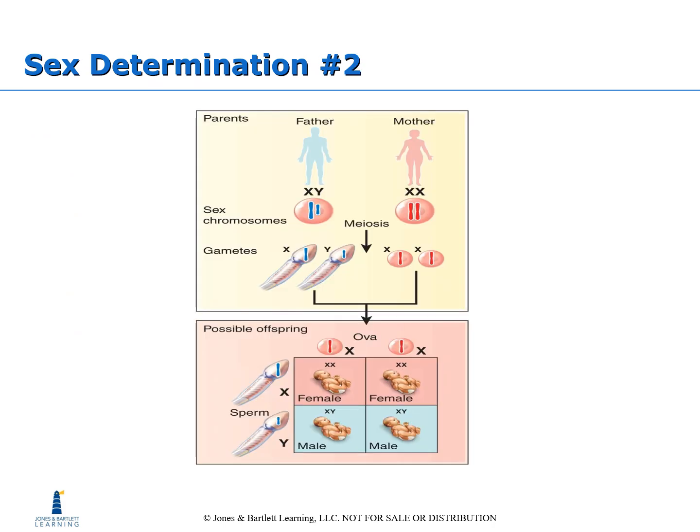The diagram shows how sex is inherited. The mother always contributes an X, the father contributes either X making a girl or Y making a boy. So the father determines the baby's sex.